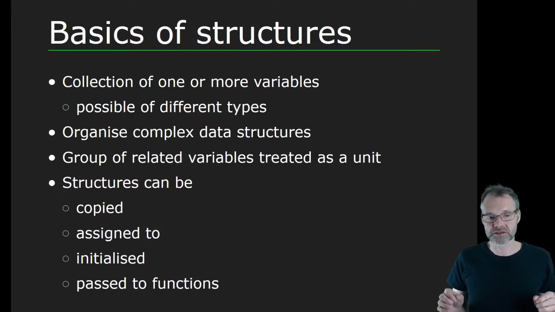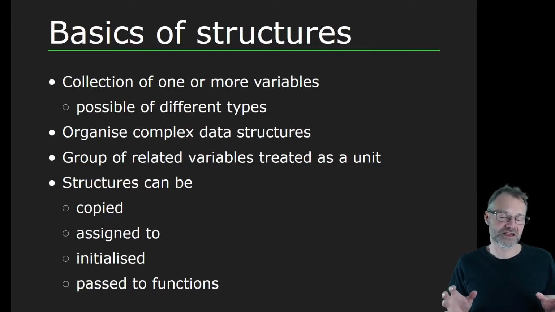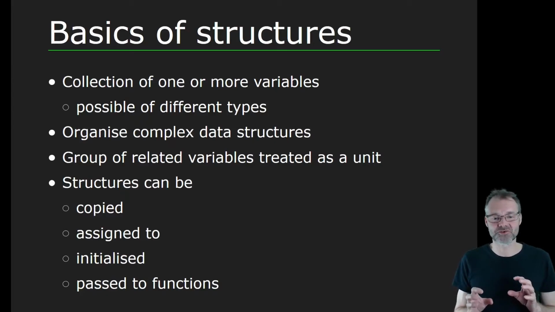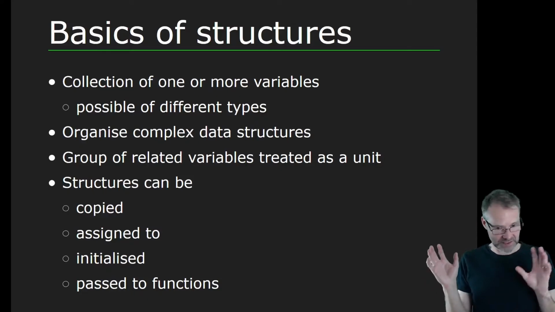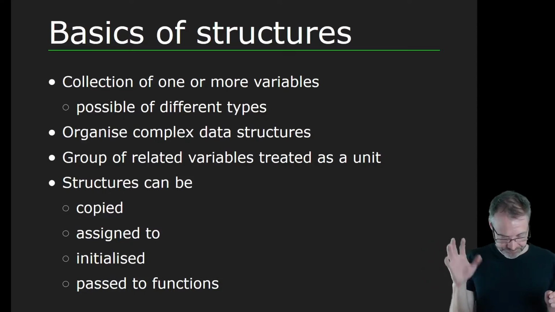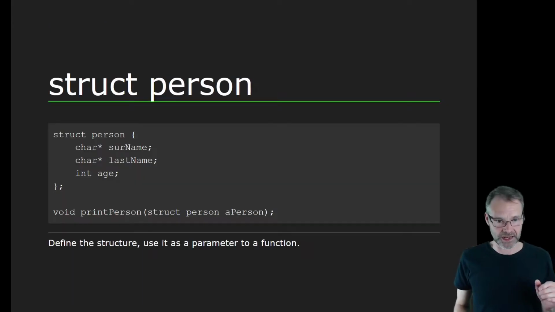So let's start with the structure. A struct in C is generally a collection of one or more variables, which could be of different types, and it's a way to organize complex data structures. We group related variables and treat them as one unit. We can copy these structures, assign them, initialize them, and pass them to functions. So let's see how this is done.